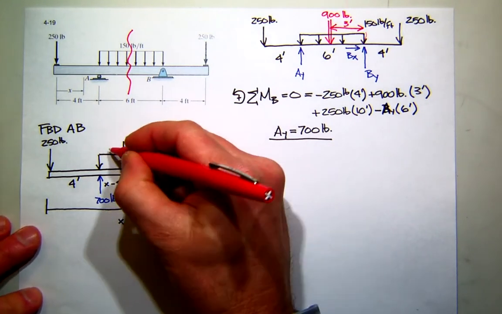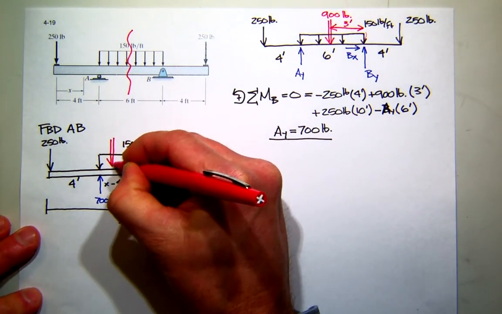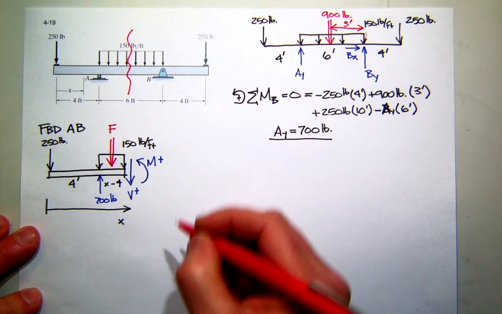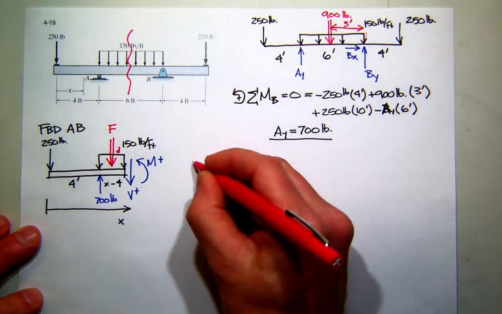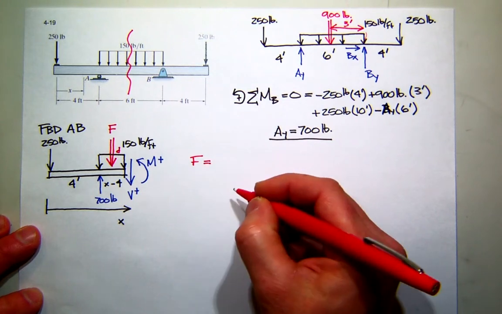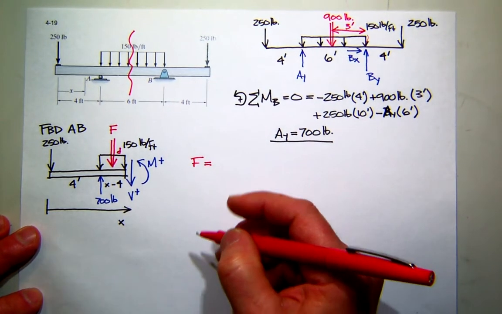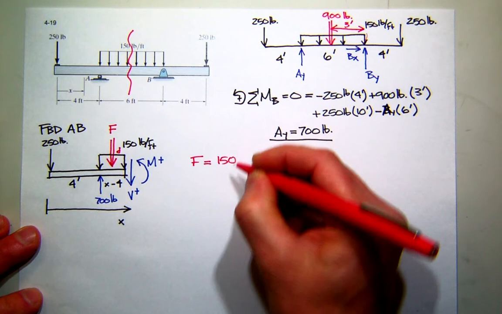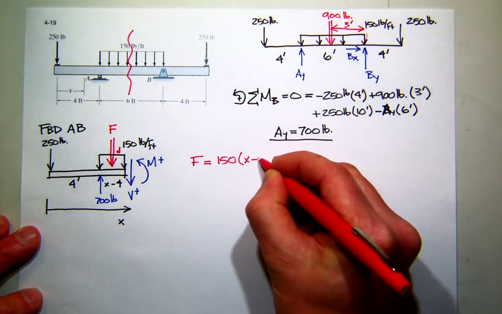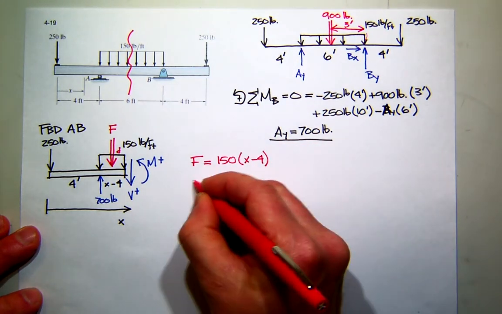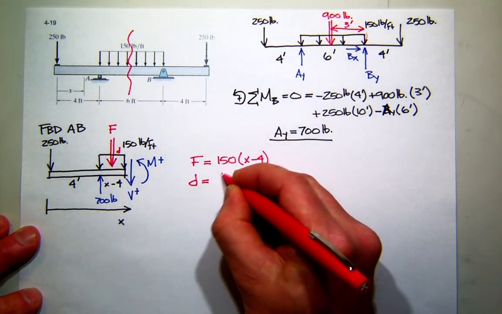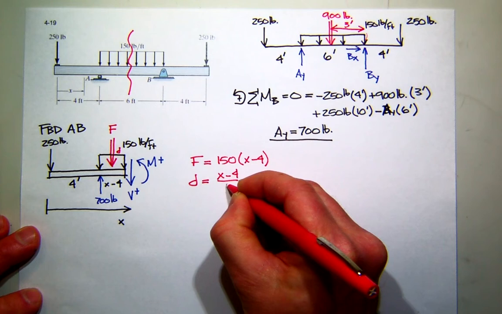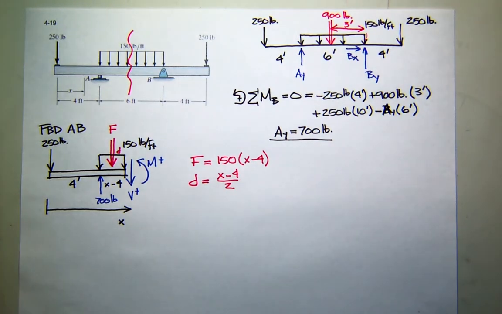So I'll take my force here and create a concentrated equivalent. I'll just call that F. And then from the cut surface, it'll have a distance D away. So what's F? Just the area of the rectangle, base times height. So the height is 150, and the base is X minus 4. And the distance is half, so I'll get X minus 4 over 2. That should be all I need. Now I just process my equations.